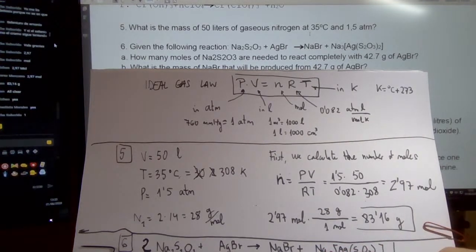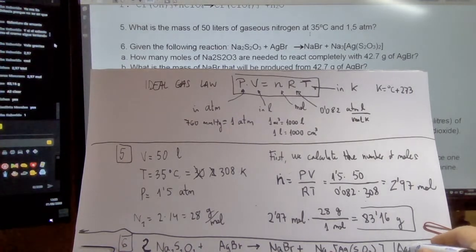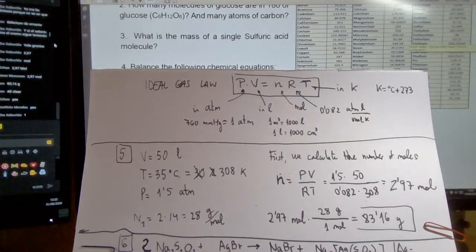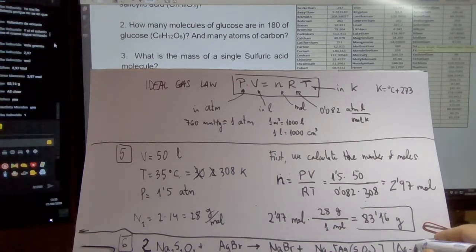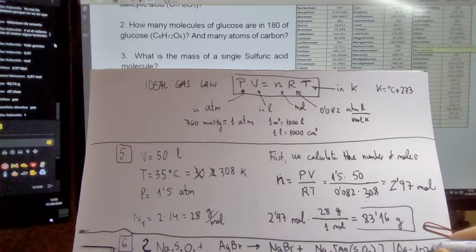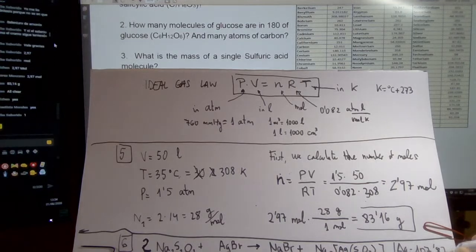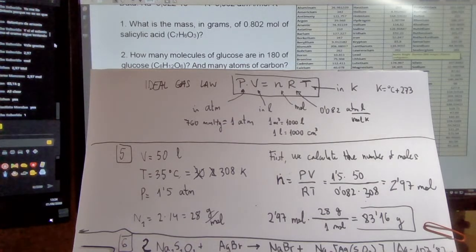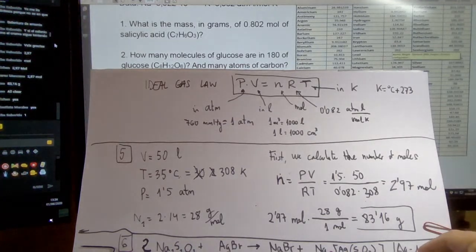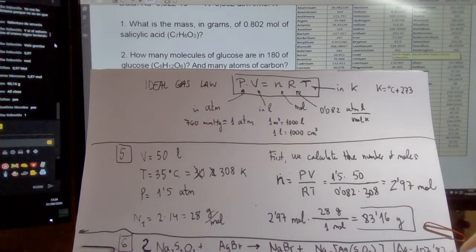We need to know the weight of silver and the weight of bromide. Silver, I look in the table. Silver is 107.87. And bromide is 79.90. So let's go.